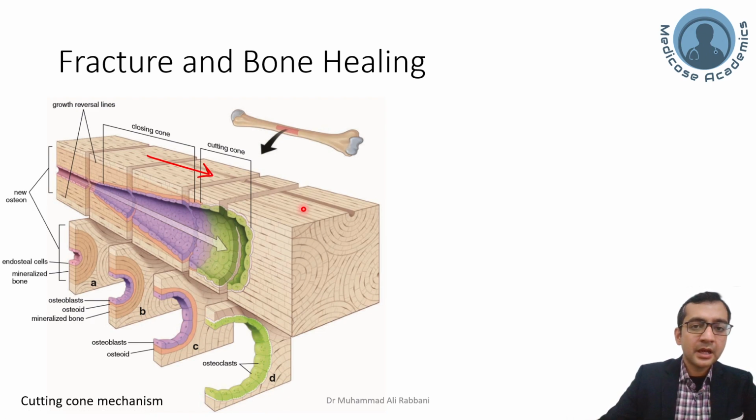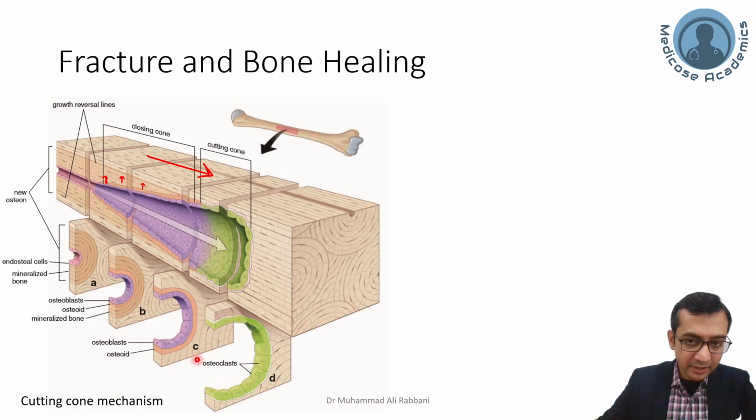These green cells are the bone resorbing cells, the osteoclasts. They keep on absorbing the bone, they make a long tunnel, and the purple ones are bone forming cells, osteoblasts. They line the newly made tunnel and they deposit the bone towards the periphery until the cavity is filled.